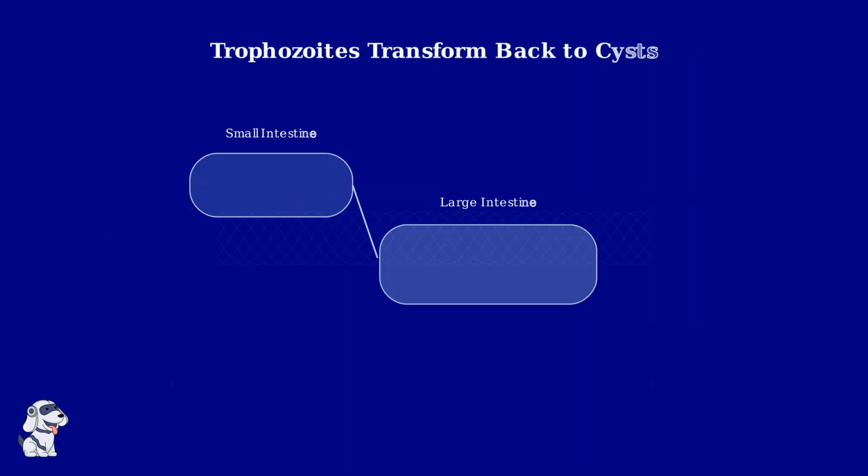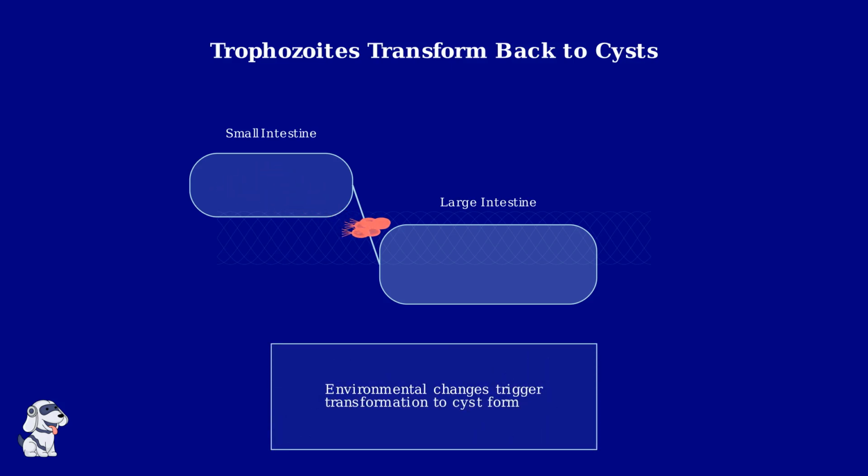As trophozoites move through your digestive system, they undergo a crucial transformation. When they sense changes in their environment, they begin converting back into their protective cyst form. The transformation is triggered by environmental changes as the parasites move from the small intestine toward the large intestine. The changing pH levels and different conditions signal the trophozoites to form protective walls around themselves. During this transformation, the trophozoites lose their flagella and develop a thick, protective outer wall. This cyst wall is incredibly durable and allows the parasite to survive harsh conditions outside the human body.